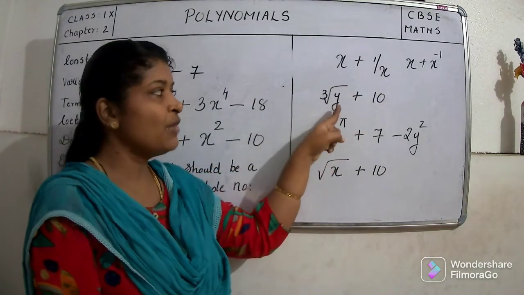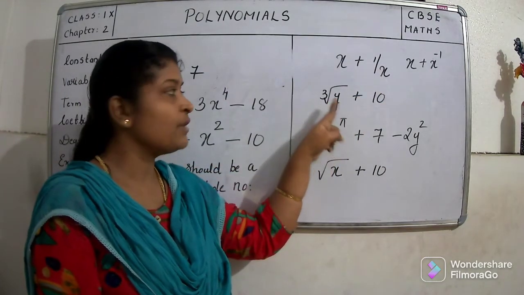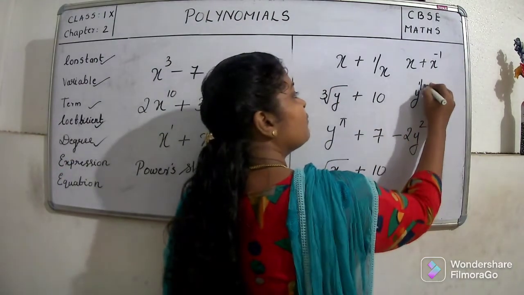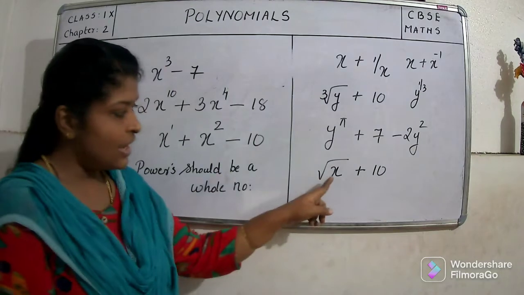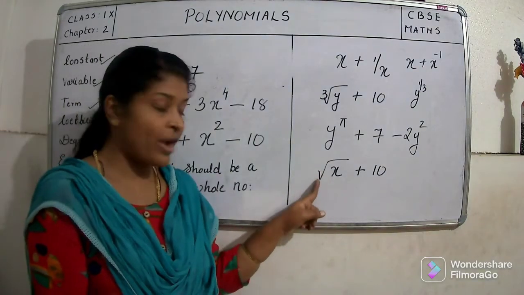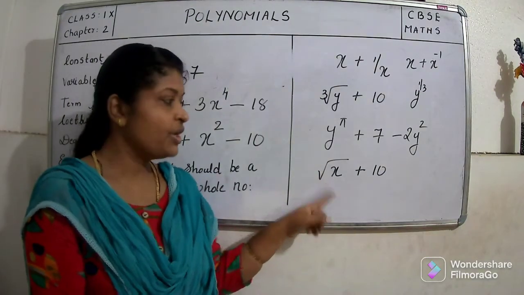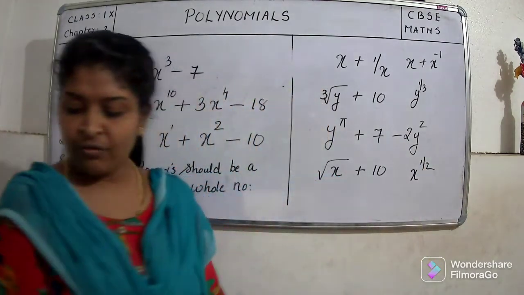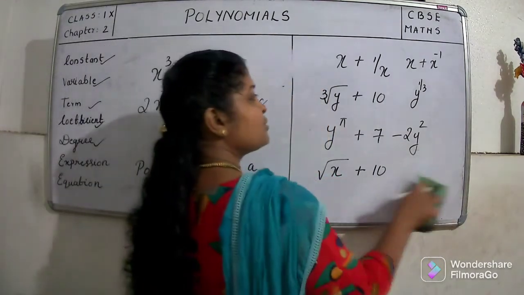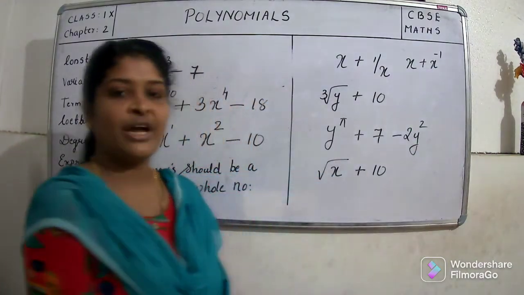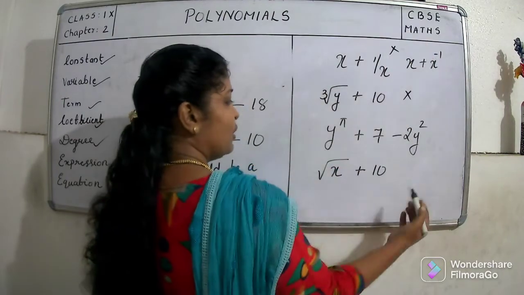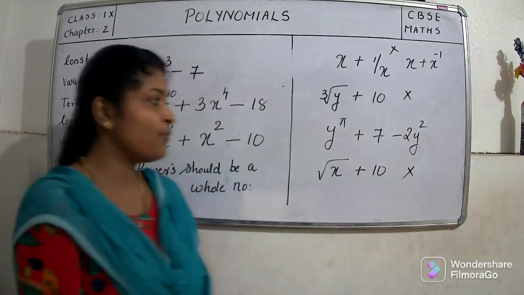Here also, what power will y have? It is a cube root, so automatically y's power will be 1 by 3. Here x's power will come. This is a square root, so here will come x raised to 1 by 2. So 1 by 2 and 1 by 3 do not belong to the whole number category. That's why these two are also not polynomials. This also, we check, is not a polynomial.